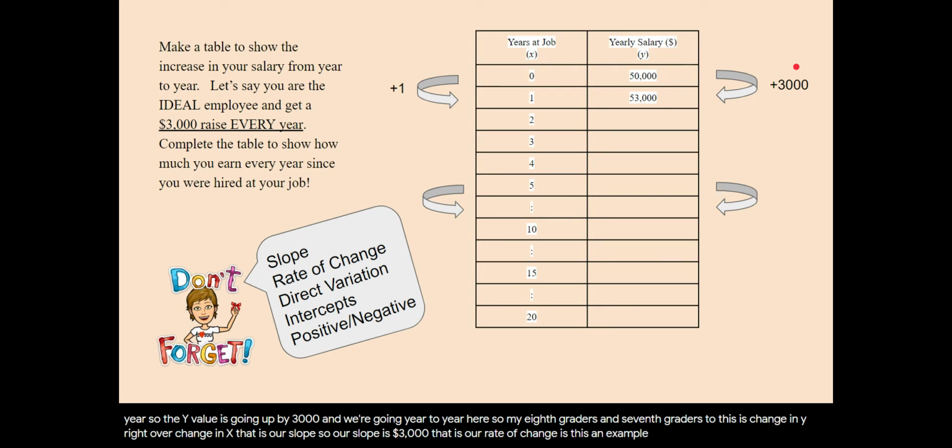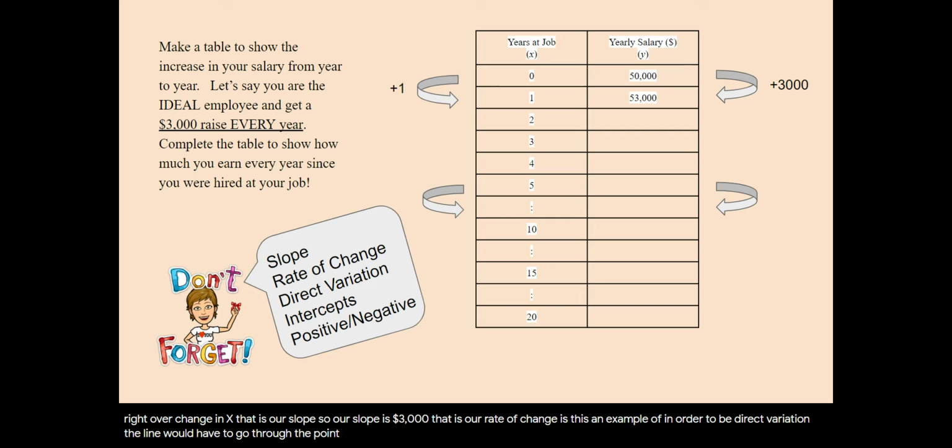Is this an example of direct variation? Well, in order to be direct variation, the line would have to go through the point (0, 0). So here's x equals 0, but our y is not 0. So this is not an example of direct variation.